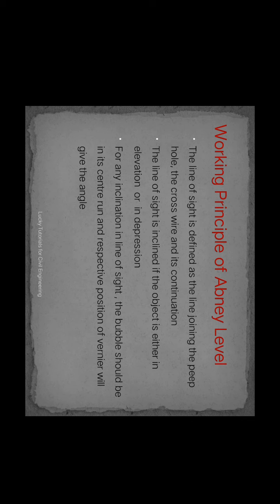Next, generally the line of sight is inclined if the object is either in elevation or depression. If the object is higher than the line of sight of our Abney level, it is the angle of elevation. If the object level is below the actual line of sight of our Abney level, it will be depression. So based upon that, we are supposed to make the Abney level line of sight inclined.